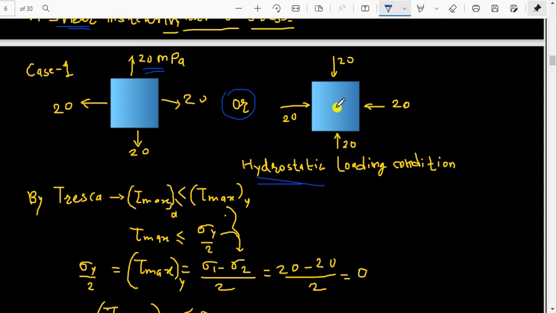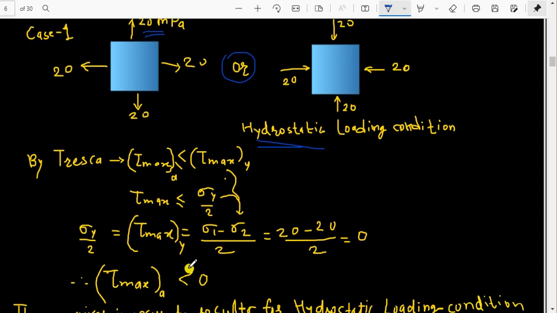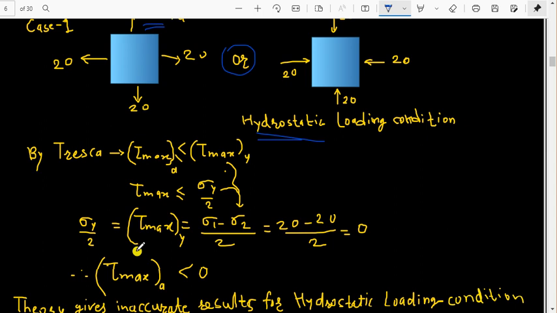Now by Tresca's theory, actual maximum shear stress should be less than the shear yield strength. So we will put these values. Sigma 1, you know that the maximum shear stress is calculated by sigma 1 minus sigma 2 by 2. Putting this value, you get the maximum shear stress equal to 0.